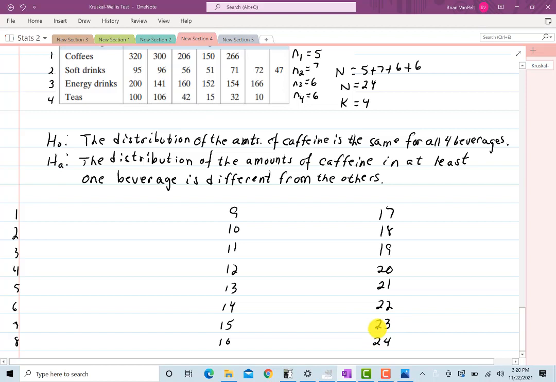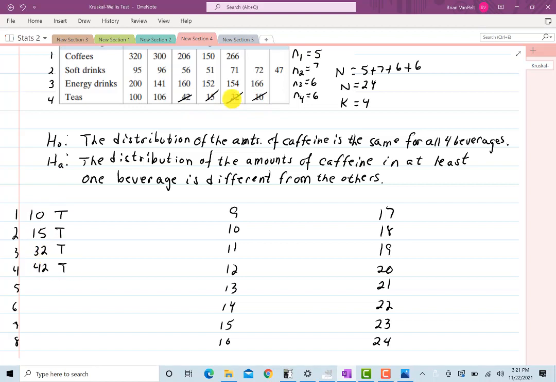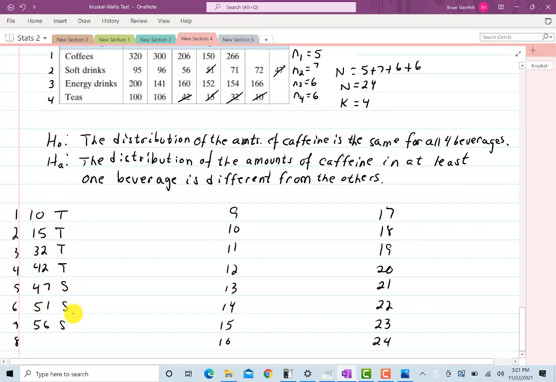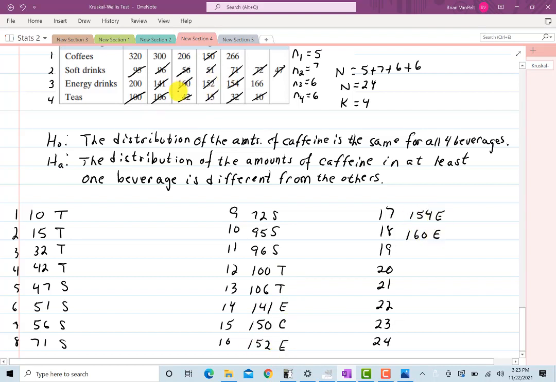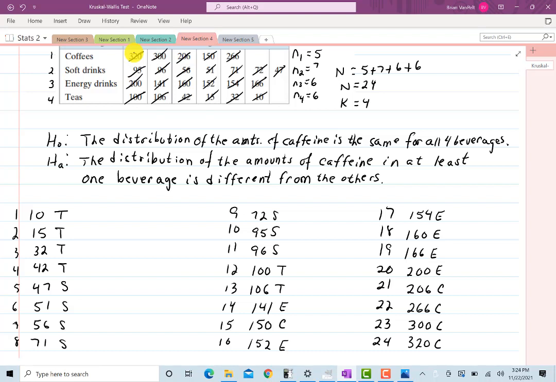Now let me go ahead and find our numbers. The absolute smallest that I see anywhere are T's. Just by looking at this, I can see that the energy drinks and coffees dominate the higher numbers, and the teas and soft drinks dominate the lower numbers. In my mind, there is no way these 4 things have the same distribution of caffeine. So anyways, let's go through the rest of the process.